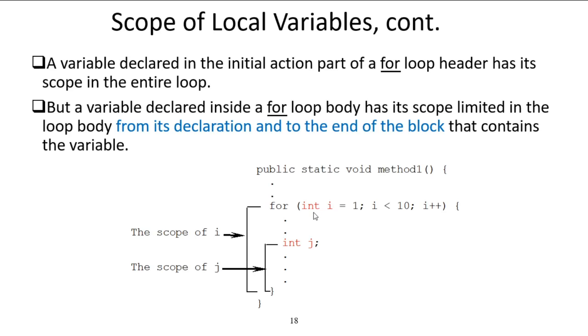But the scope of i does not extend outside of the for loop, which means you cannot access variable i outside of this for loop, but i is accessible inside the for loop. So that's why we call this the scope of i. Somewhere in the for loop, another integer is defined. This is integer j. The scope of j starts at this line where it is defined and it ends with this right brace.